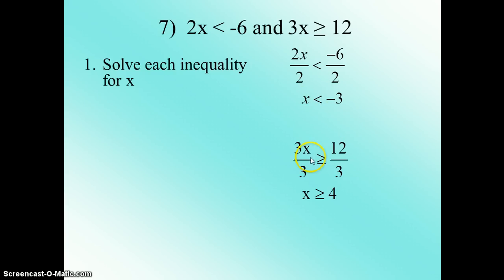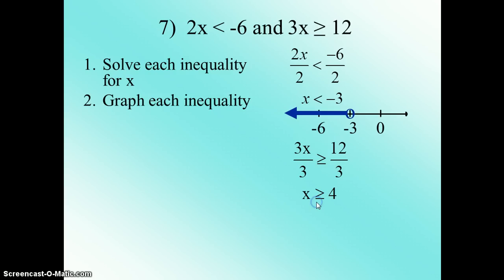Now we're going to solve the next one. So we have 3x is greater than or equal to 12. Divide both sides by 3 here. x is greater than or equal to 4. So now we have a new statement: x is less than negative 3, or x is greater than or equal to 4.